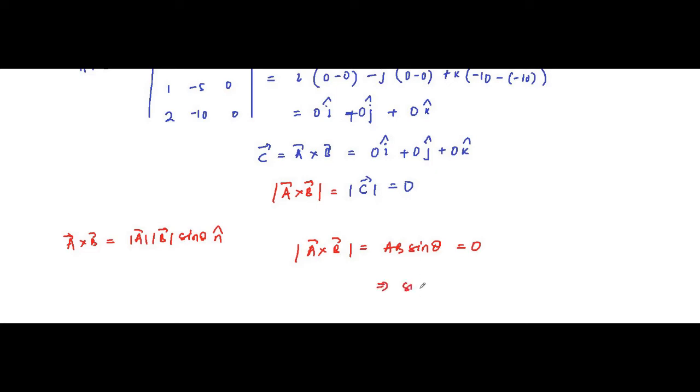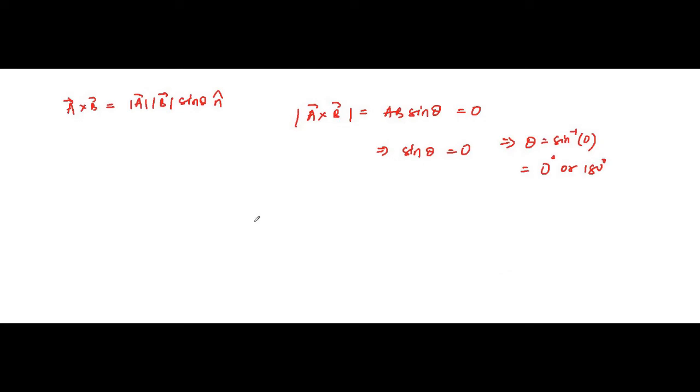That implies sine theta is equal to 0. That implies theta is equal to sine inverse of 0. So here it can be 0 degree or 180 degree. There are two possibilities. Either the vectors a vector and b vector are parallel to each other, or a vector and b vector are anti-parallel. Theta is equal to 0 degree, or theta is equal to 180 degree.